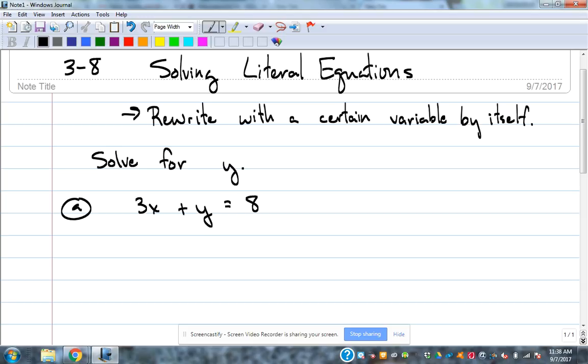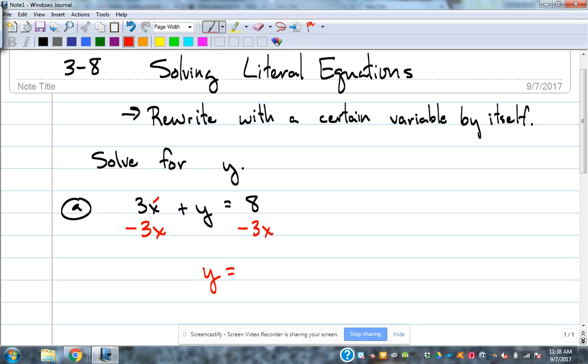So what you look for is, okay, what's not a y that's on the side y is on? Well, on this side we got a 3x and we got a y. The 3x is not a y, right? So we need to get rid of it. How would I move a 3x? Subtract 3x on both sides. There's y by itself now.